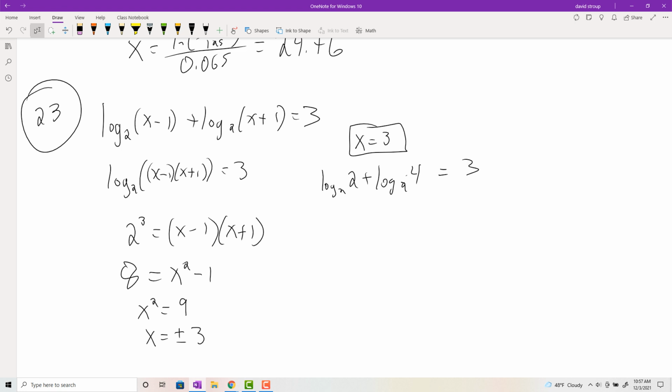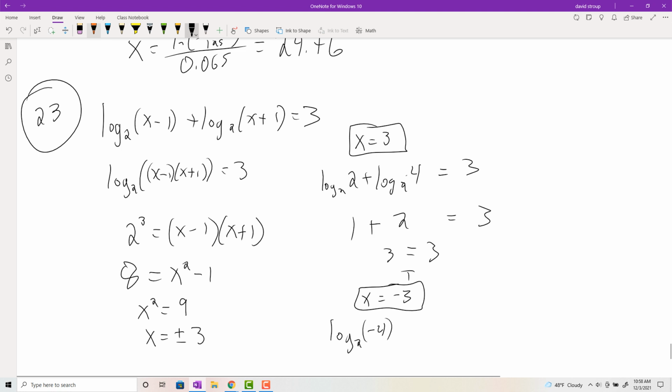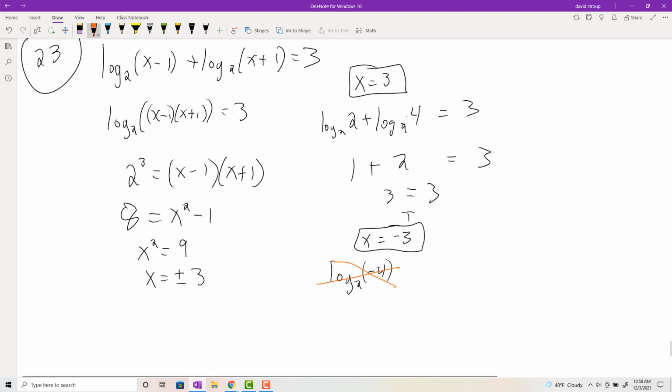Okay, so you're not even thinking about that other side right now. Log base 2 of 2 is just 1. Log base 2 of 4 is 2. And then 1 plus 2 is 3. That's the same as the other side, so that works. Try negative 3. So you have log base 2 of negative 3 minus 1, and you're already done. You can't put 0 or a negative inside of a log. So as soon as you show me that, cross it out. That one's gone. The only solution is x equals 3.